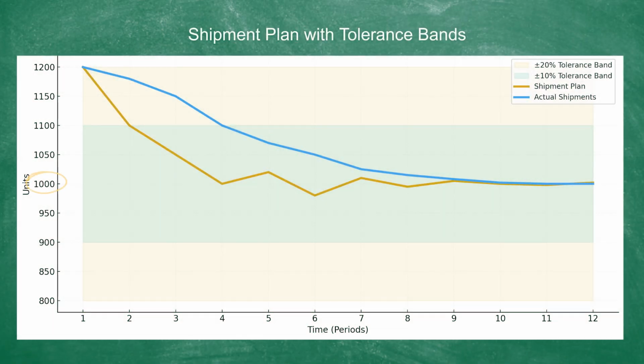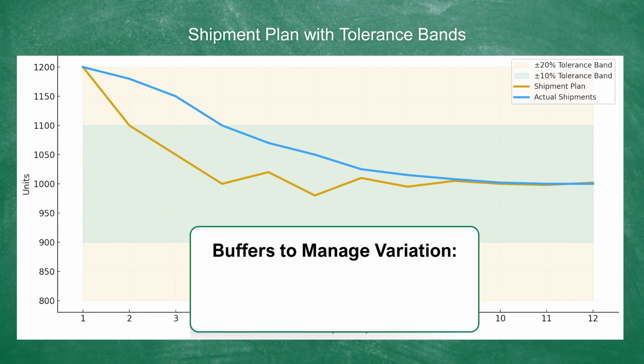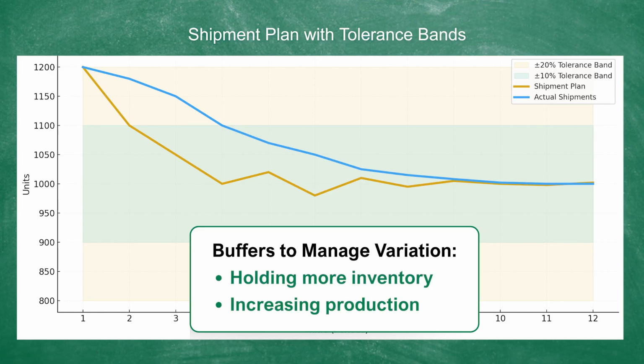Let's maybe look at another example. If we have a shipping forecast of 1,000 units, and your shipment accuracy is plus or minus 20%, it would be considered in tolerance if the actual shipments were between 1,200 units and 800 units. If it's plus or minus 10%, then the upper and lower limits drop to 1,100 units and 900 units. If your goal is for a 98% on-time delivery, then you need to have some way to manage this variation. This would come in the form of holding more inventory or increasing your production or supply chain flexibility. Both of these cost money.